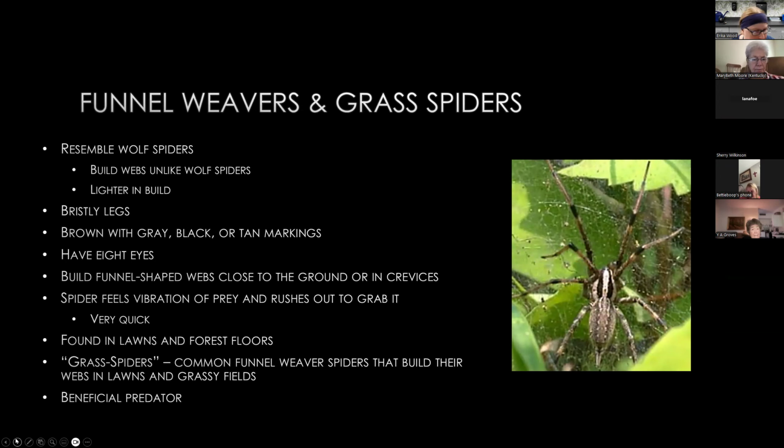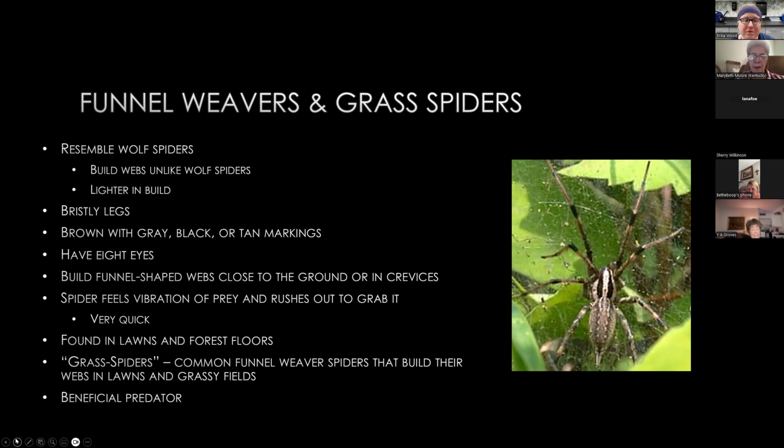Funnel weavers and grass spiders. So grass spider is technically a type of funnel weaver. So let's talk about these. A lot of times funnel weavers get mistaken for wolf spiders based on their appearance, but they are not a wolf spider. And how you can tell the difference is, again, with the webs.